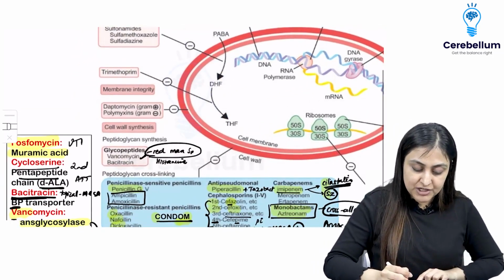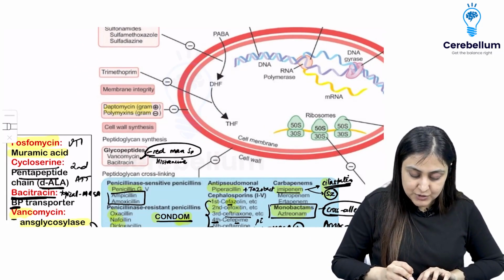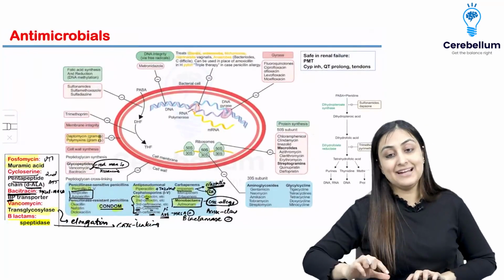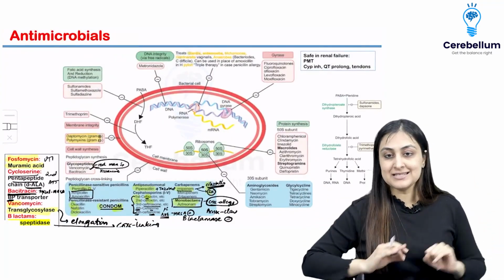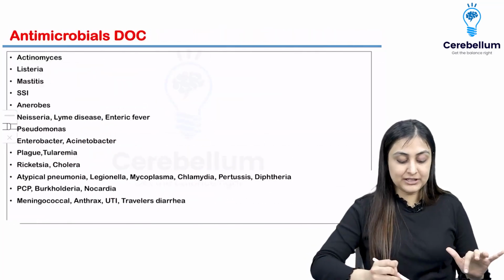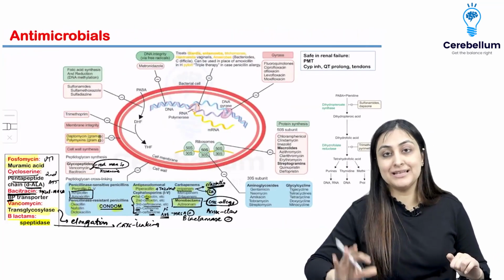Then you have a few drugs which inhibit membrane integrity. So these are daptomycin for gram positive and polymyxins for gram negative. So this large chunk is done. All of the uses, I'm going to compile them all and we're going to do them together. So we're not doing them right now.